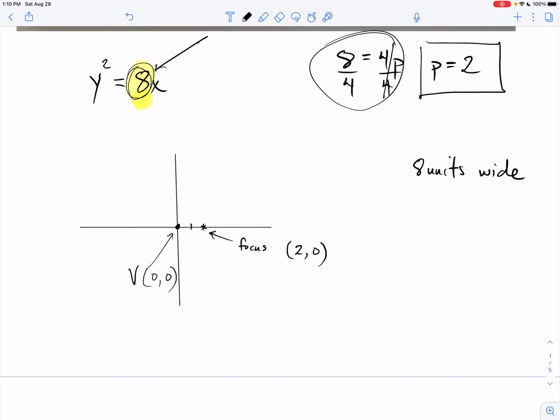Now, what if this number was a 10? Well, it's 10 units wide. What if that number was 20? It'd be 20 units wide. I'm starting with 8 because 8's nice and easy to count off. When I say count off, this is what I mean.